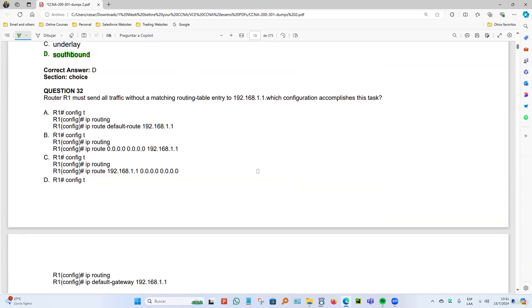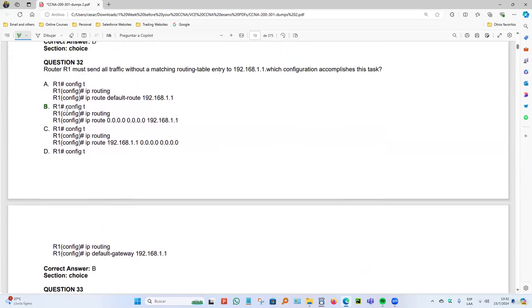What about this one? Router 1 sends all traffic without a matching routing table entry to 192.168.1.1. Which configuration accomplishes this task? Okay, it looks a little bit tricky for me. Seems like B for me. I think the right one is B. Let's go ahead and check. It's B. Yeah, we're configuring a static route to get to that specific destination without matching the routing table entry, only this IP address. Okay, great.